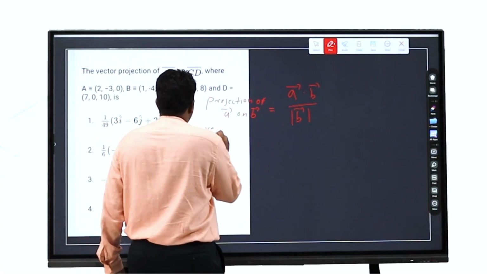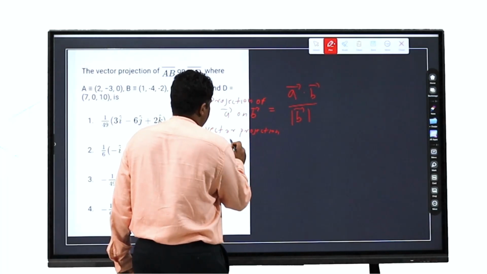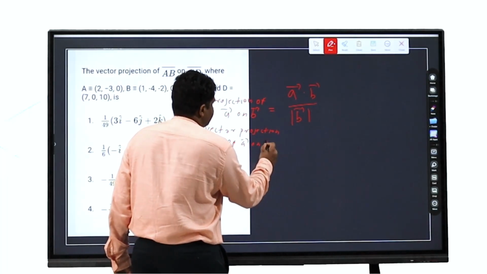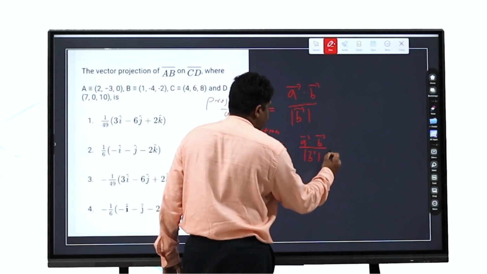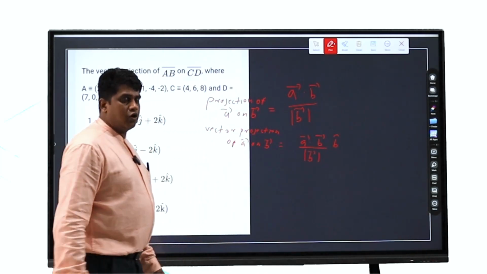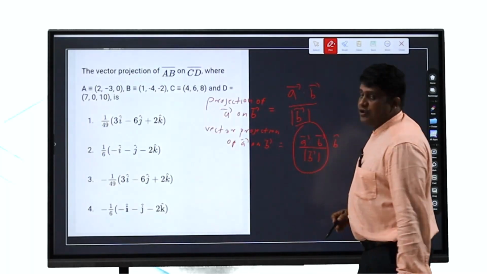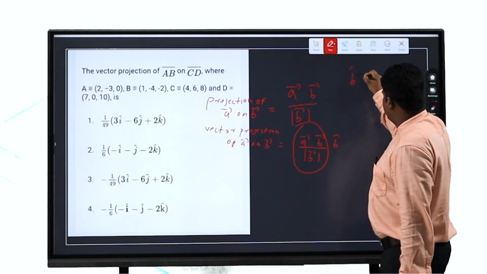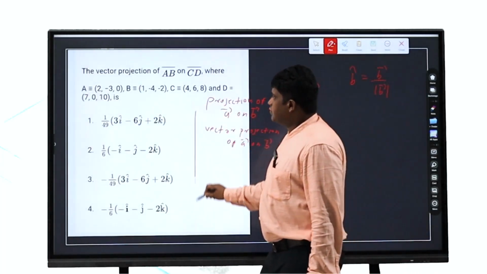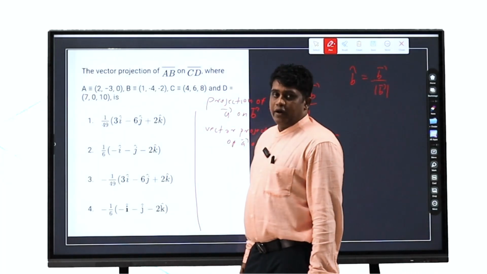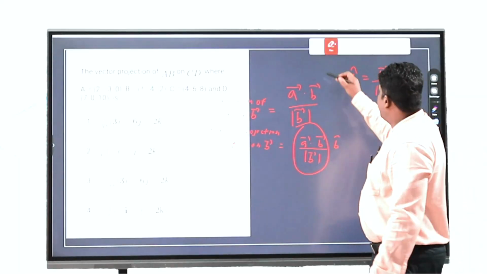Then what is the vector projection of A on B? It is given by A dot B divided by the magnitude of B, into B cap. So you have to find the projection and also you have to find B cap. We know that B cap is equal to B vector divided by the magnitude of B. Okay, write down this. I think you can do it alone. Am I right? Okay, then continue.